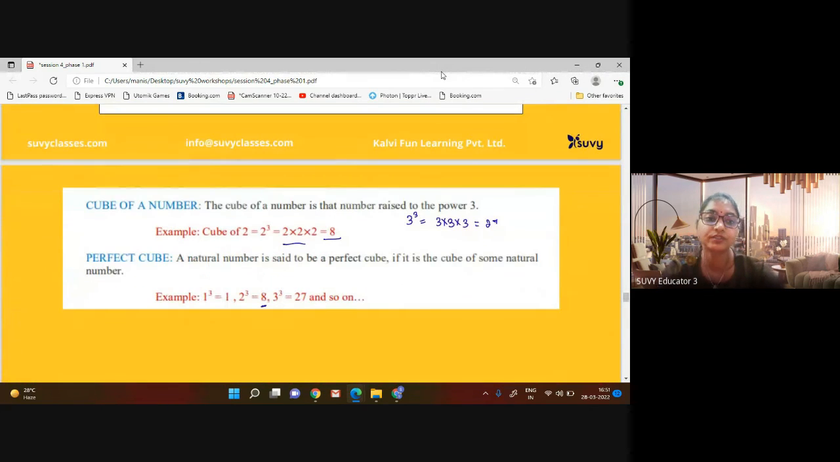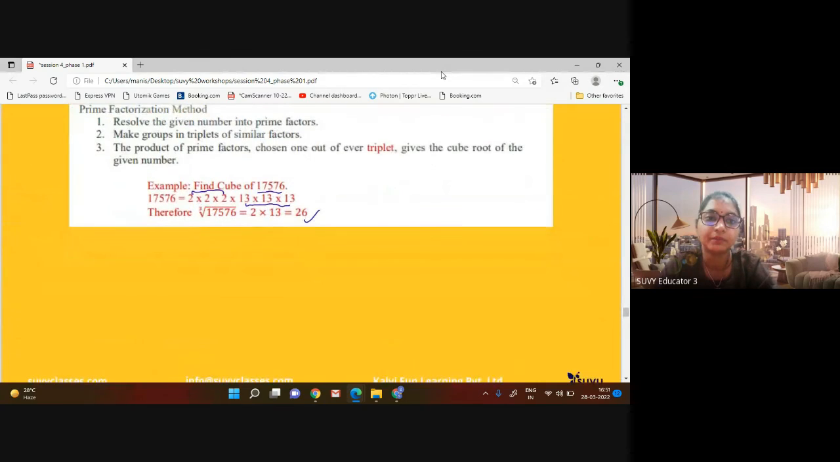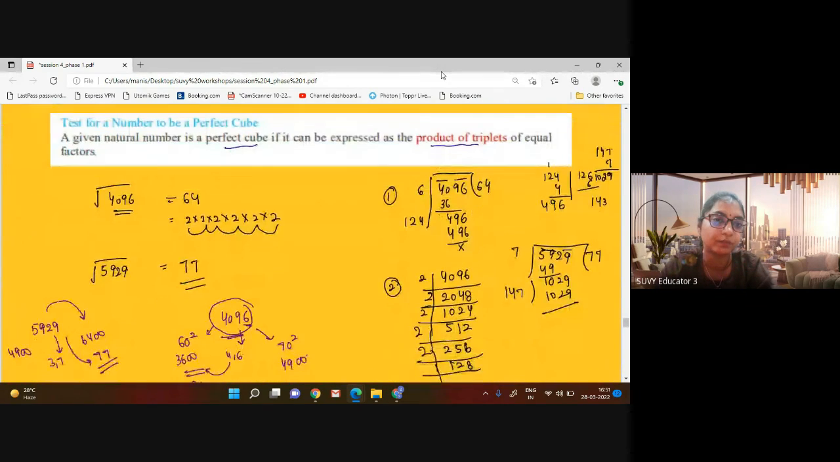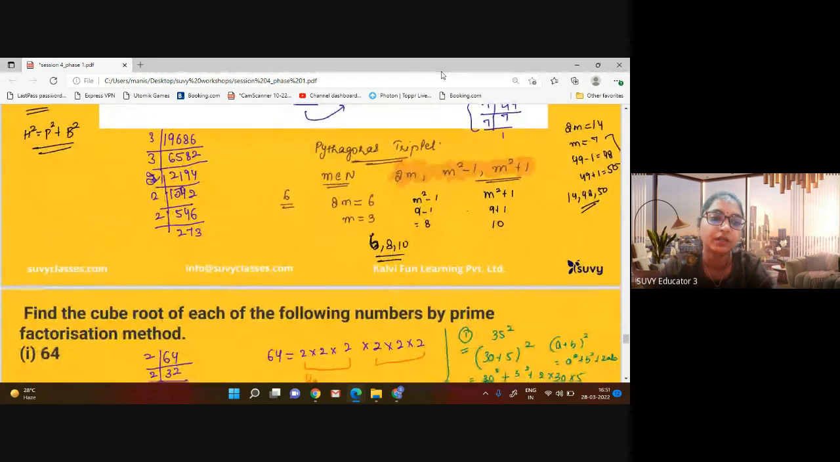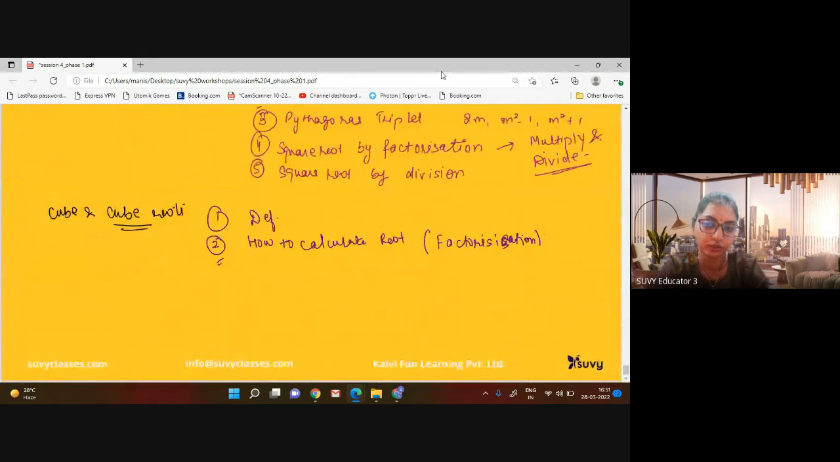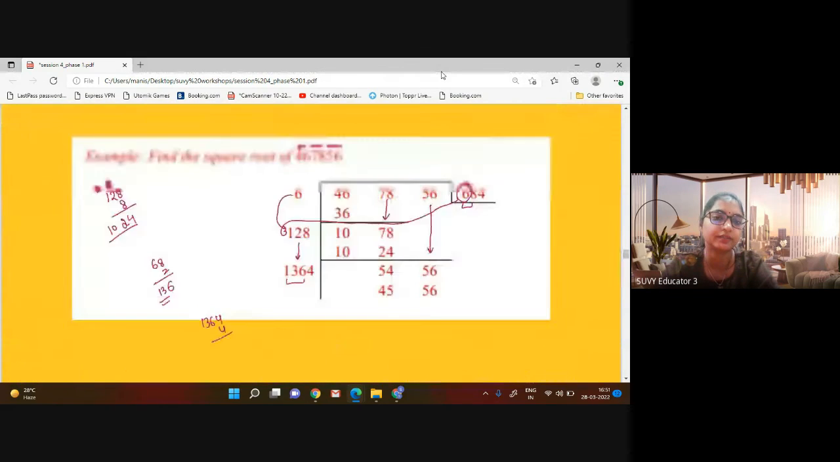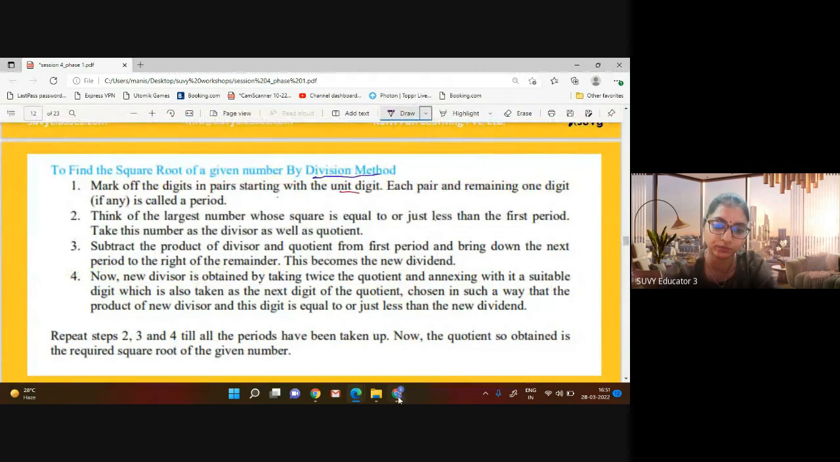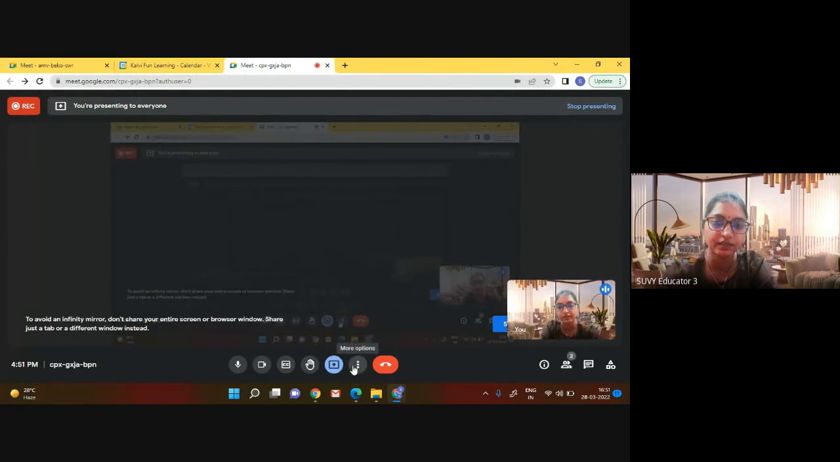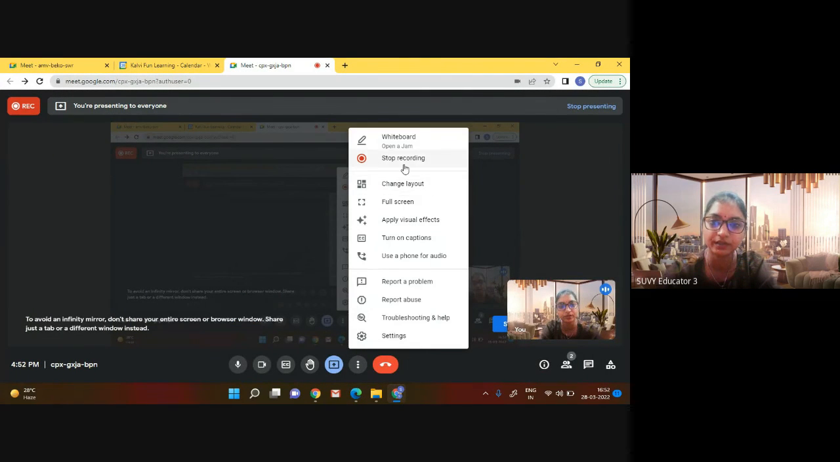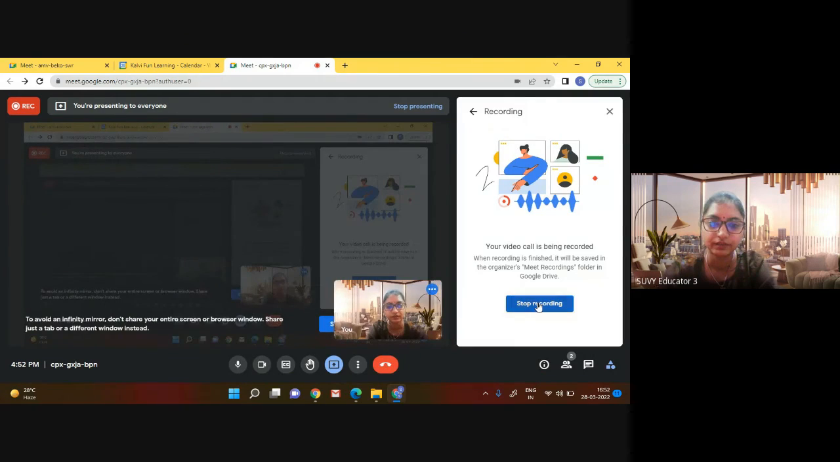Then we go through the chapter cube and cube roots. What is a cube of a number? What is a perfect cube, right? Then the method of finding the cube root of a number. Then test of a number to be a perfect cube. Then how to find a perfect cube. These were all the things regarding both the chapters, square and square root, and cube and cube roots. If you are facing any difficulty, any doubt, you can let me know. Any doubt?